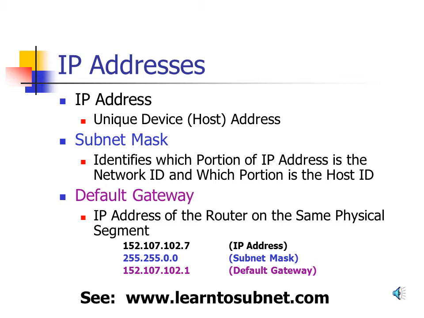Now, the default gateway is the IP address of the router on my same physical segment. So once I've added the IP address and subnet mask, I have local communications. I can communicate to hosts on my same physical segment. And by adding the default gateway, the IP address of the router on my segment, then I'll have remote communication and be able to potentially communicate with everyone on the network.